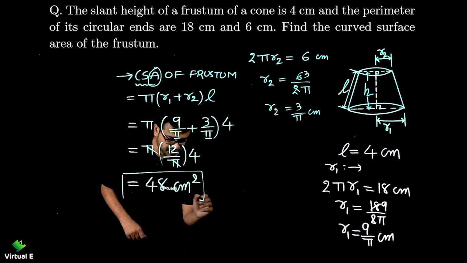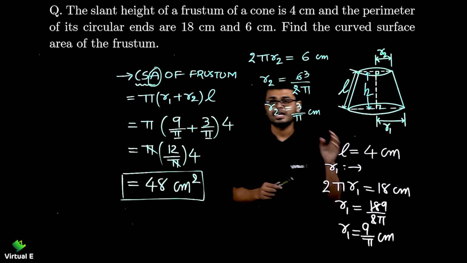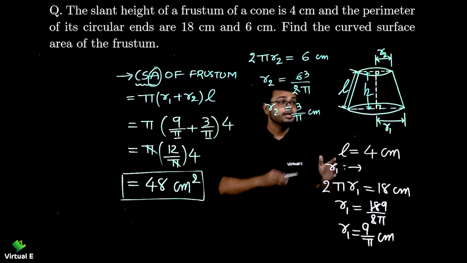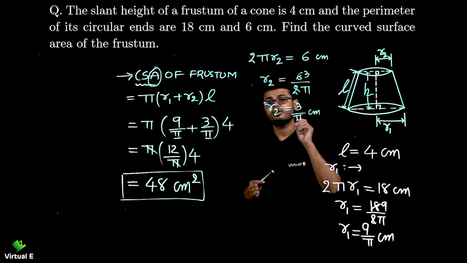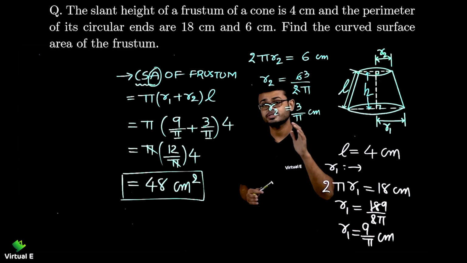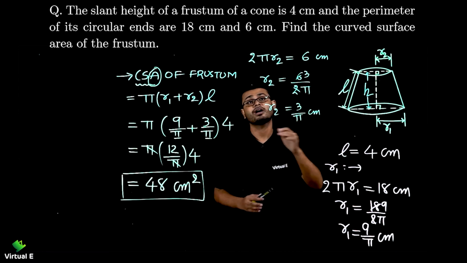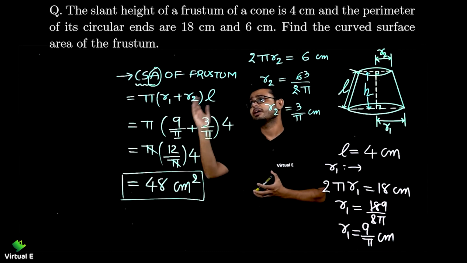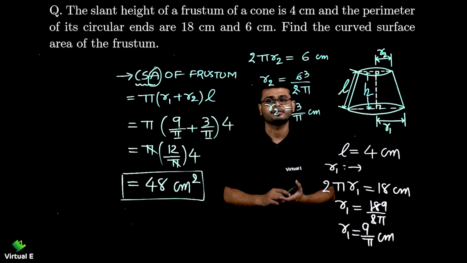Let's recall the steps. It's very simple. You need to find the CSA. L, the slant height, is given. Here instead of R1 and R2, perimeters are given of the ends, which is the circumference of the circle. So 2 pi R1, 2 pi R2, get the value of R1 and R2, substitute in the formula of CSA and get the answer, which is 48 centimeter square.